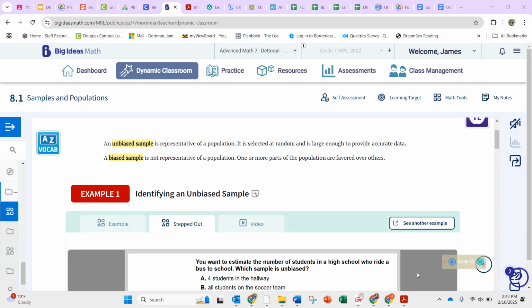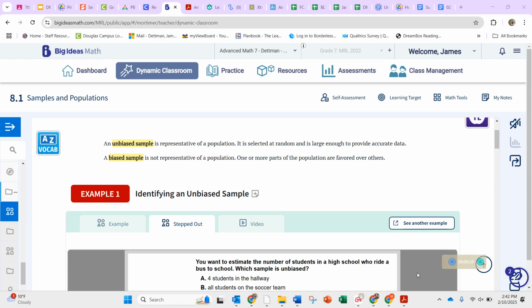All right, when we're talking about a sample, we can talk about some samples that are biased and some samples that are unbiased. So I'm just going to read the definition. You should write it down. An unbiased sample is a representative of a population. It is selected at random, and it's large enough to provide accurate data.